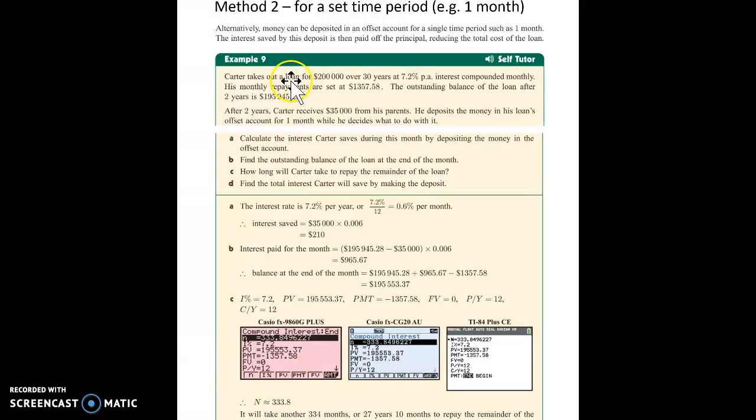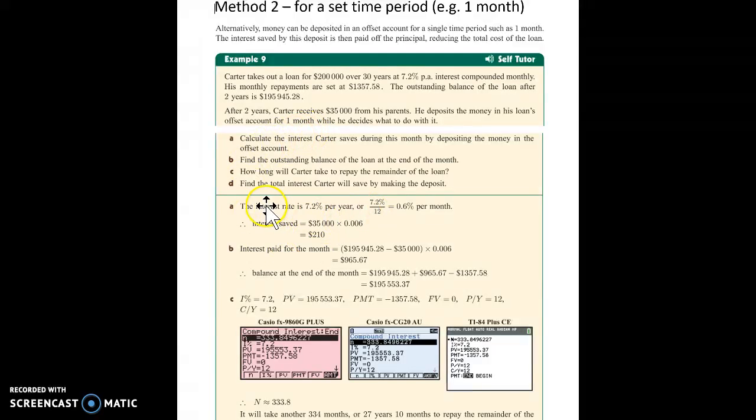Now this question here, they've taken out $200,000 over 30 years, 7.2%. Monthly repayments are here, and it's going in after 2 years. So they've already worked out after 2 years, the future value is this. So now for the next step, heading into that 3rd year, they're going to put that money in, we've got $35,000 in an offset account against the loan. And so what you need to do is work out the calculations for that.